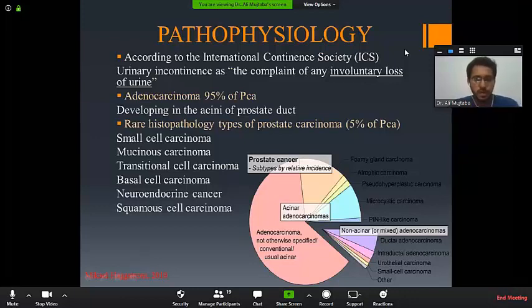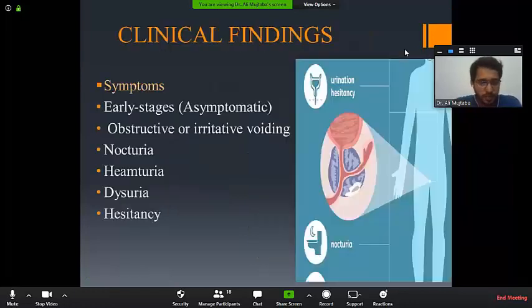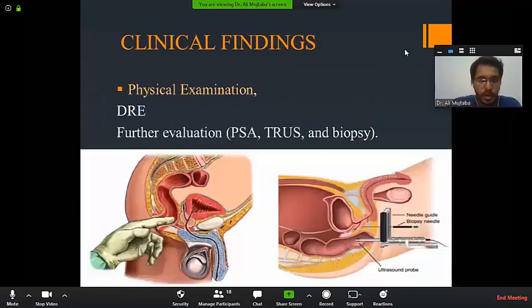Clinical findings. The patient with prostate cancer presents with obstructive or irritative voiding symptoms, bacteriuria, hematuria, dysuria, and urinary retention. Patients in the early stages may be asymptomatic. Clinical examination may be done through rectal examination.